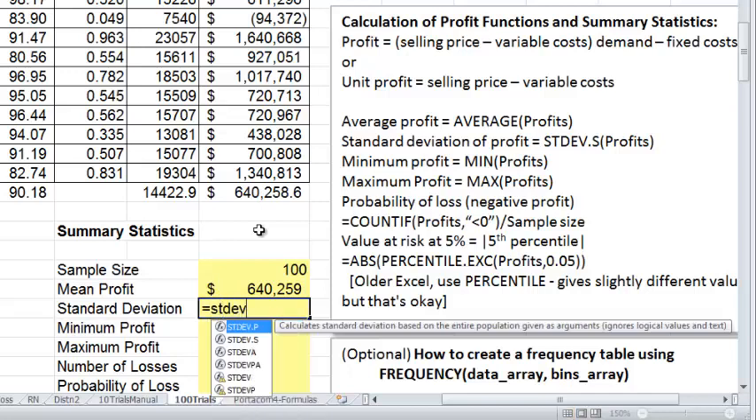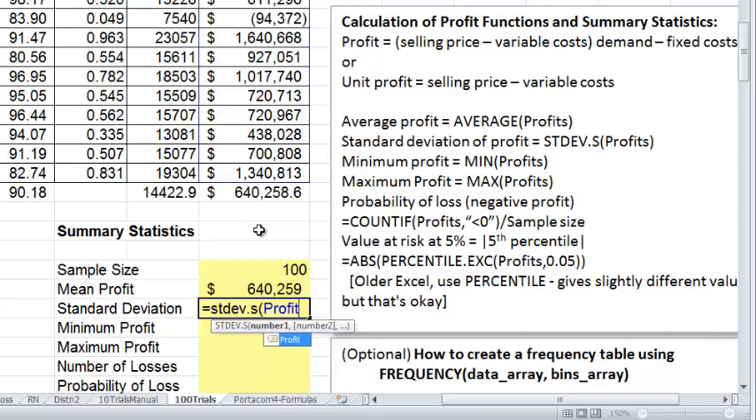For the standard deviation, we would type equal STDEV. If we were using an older Excel, we would just stop here. But in Excel 2010 or 11, you are supposed to use STDEV.S. That's the more current function, and S stands for sample standard deviation. Then we would just say profit, then close the parentheses.